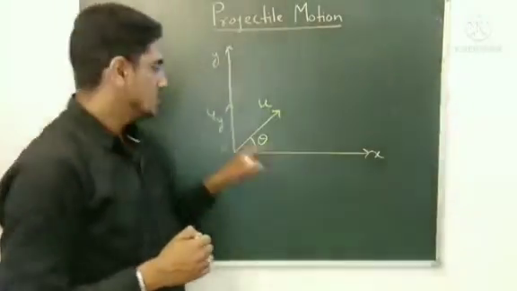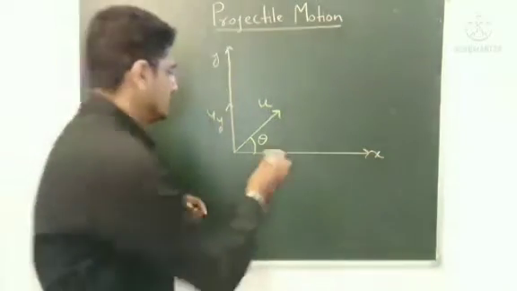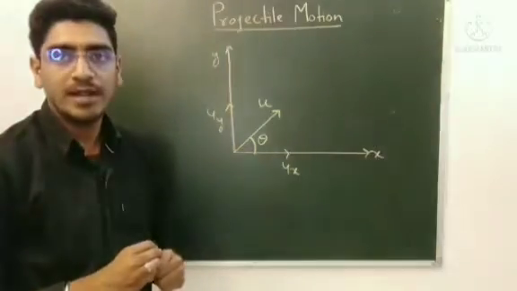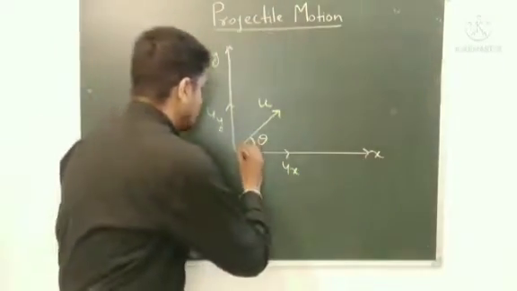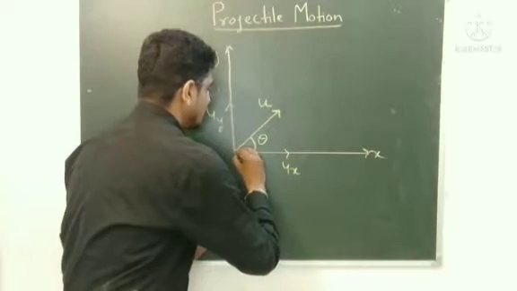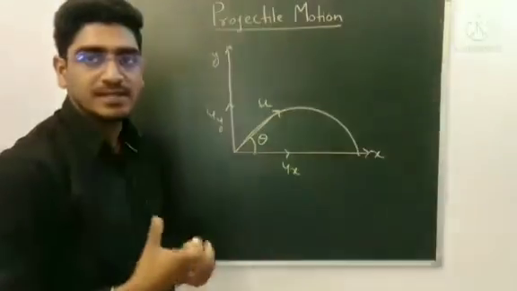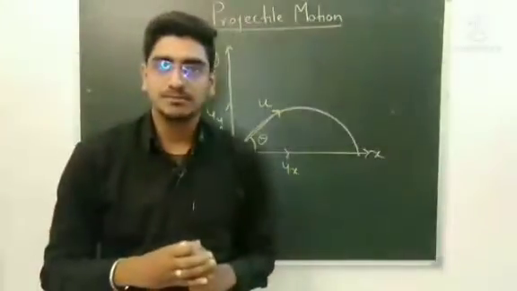Now we can resolve this u into two components. One is along the vertical direction, we call it uy. The other is along the horizontal direction, we call it ux. And if we draw the trajectory or path of this particle, or projectile, the path is parabolic. We will discuss later why this is parabolic. So this kind of motion is known as projectile motion.